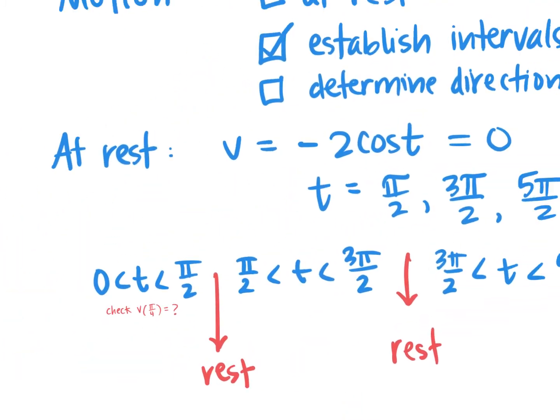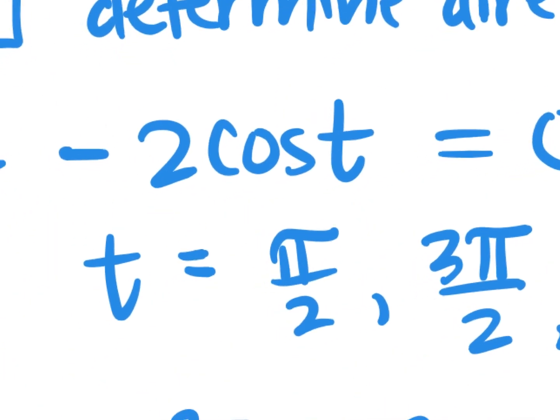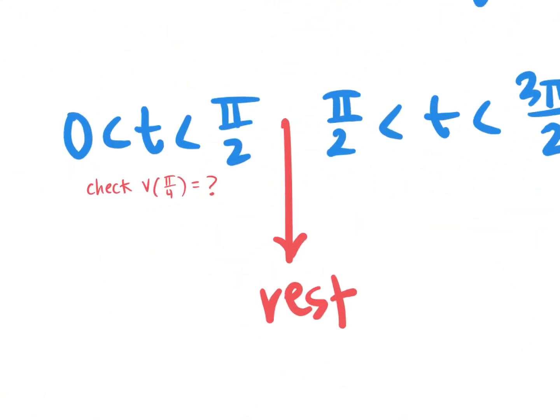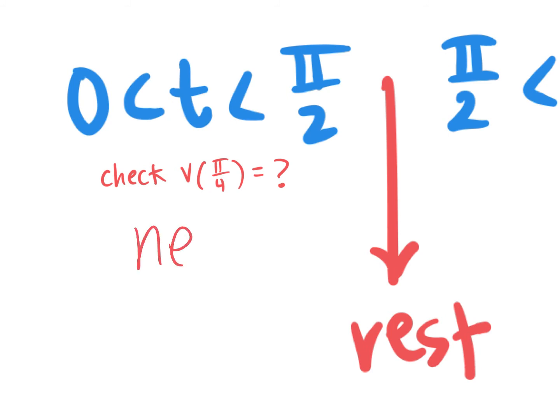Let's go back to what our velocity was. Our velocity is -2 cosine t. If I put pi over 4 into there, the cosine of pi over 4 is a positive number, but multiplying it by -2 will give me a negative number. So it is a negative value. That tells me the motion is negative in that interval. Negative motion would either be moving to the left if I was on a horizontal plane, or moving down if I was on a vertical plane, like a spring going up and down. So the particle will have negative motion between 0 and pi halves.